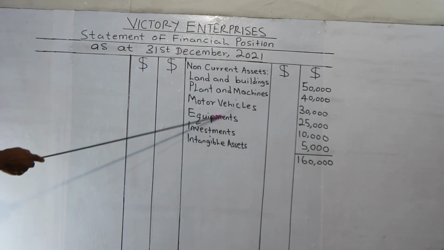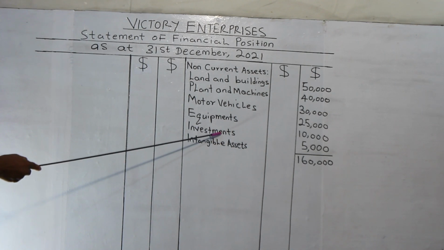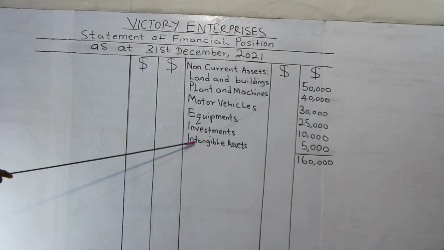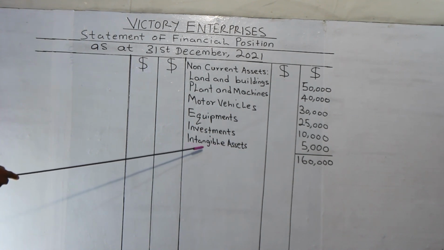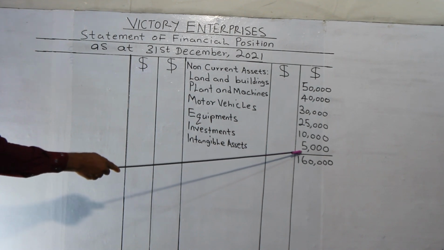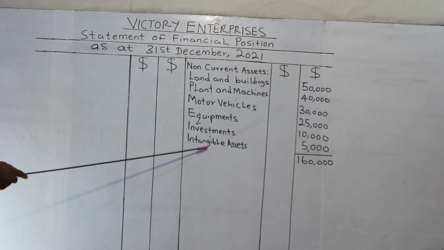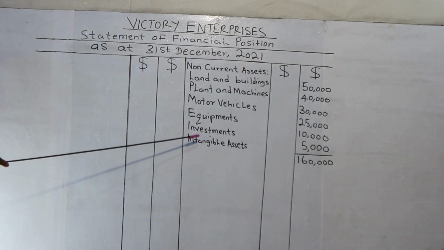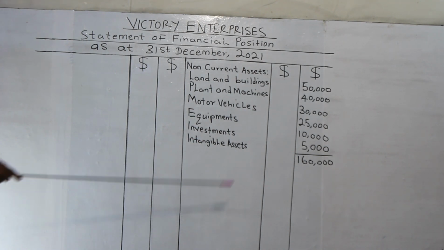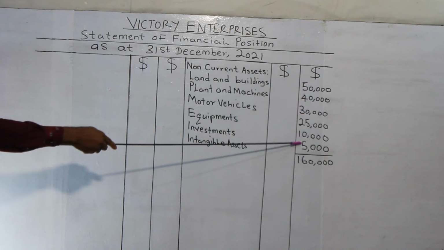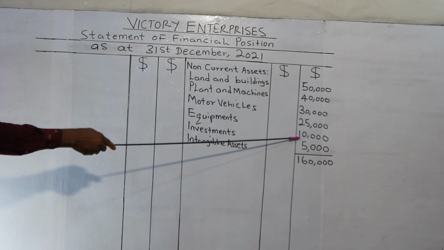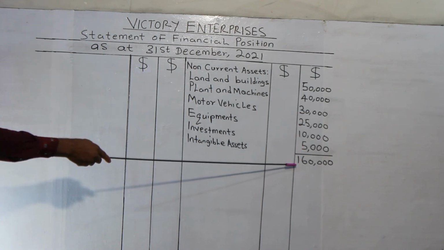You also discover that apart from these assets, they made an investment in another organization to the tune of $10,000. You also discover that the value of the intangible assets is $5,000. We shall talk more about intangible assets when we progress. They include things like goodwill, patent, and so on. Now, if you add all the figures you've gotten here, 50 plus 40 plus 30 plus 25 plus 10 plus 5, it gives you 160,000.